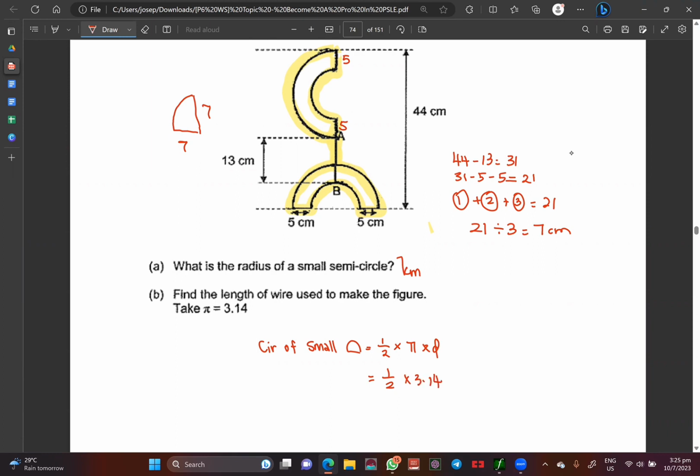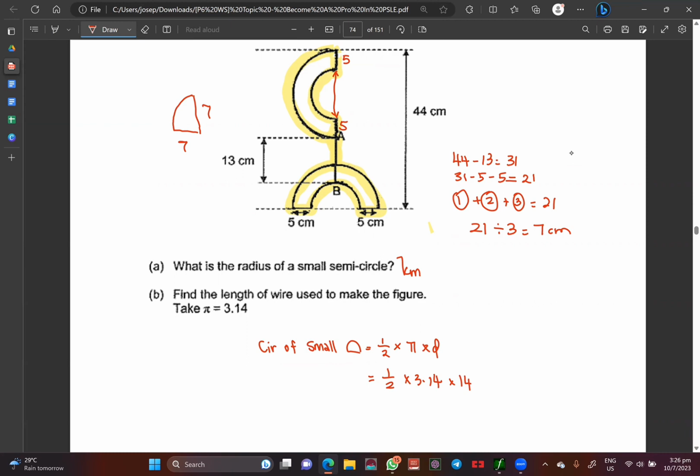Now then let's go to the small semicircle and we ask ourselves, what is the diameter of the small semicircle? You remember just now we said that the radius is 7. So the diameter will be 14. Very good. So we times 14 over here. Okay, yes, correct. So half of a diameter, yes, you're right.